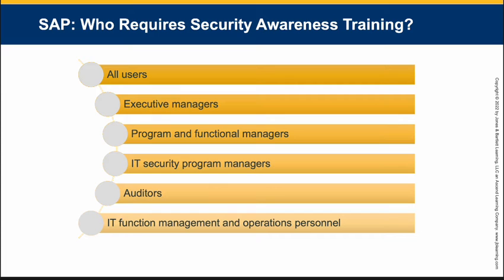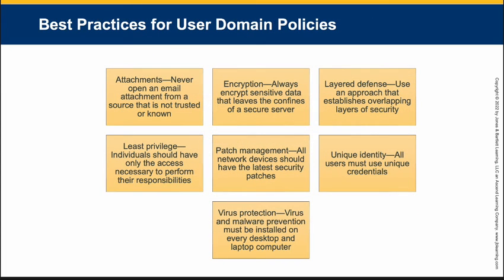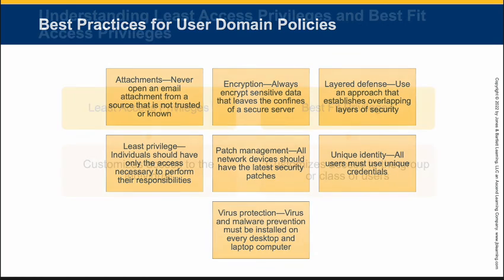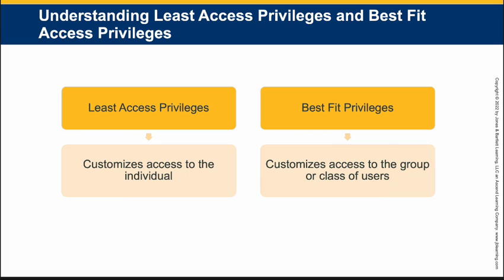Some of the best practices in domain policy are not to open unfamiliar emails, and to encrypt everything, your communication and your files. Layered defense could be antivirus and firewall, and also take note of these privileges. Update your software, in this case for patches, use a unique identity, and also protection. On top of that, we mentioned these access privileges. You can customize individual access, and best fit privileges in terms of group and class.